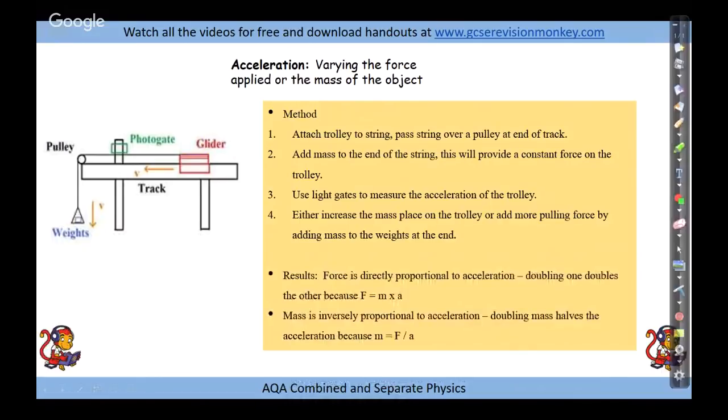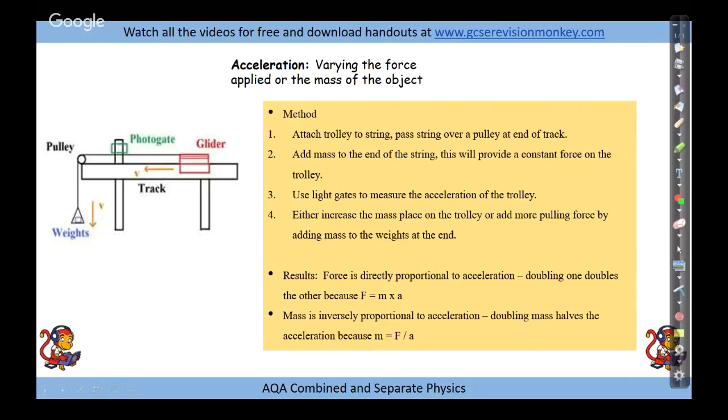So what are the results going to be from this practical? Well, because force is directly proportional to acceleration, doubling one is going to double the other. If I double the force I'm pushing something with, I'm going to double its acceleration, because we can see that F equals m times a. If m stays the same and I double F, I'm going to double the acceleration. Now with mass, if I increase mass, that does the opposite. Increasing how heavy something is will reduce the acceleration. So we can say it's inversely proportional to acceleration. If I double the mass, it's going to halve the acceleration.